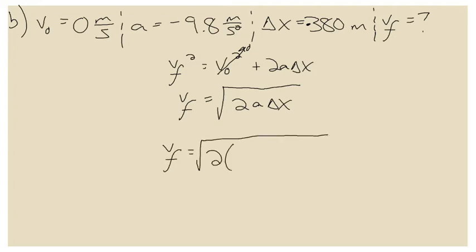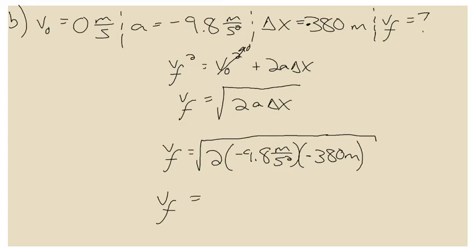And plugging that in, we get the square root of 2 times negative 9.8 meters per second squared times negative 380 meters. And this is what I meant before by hopefully you would be able to catch your mistake if you were paying attention. If you only had one negative number under the radical, you'd have a problem because your answer would come out as an imaginary number, and it should be obvious to everybody why that's a problem. And so the negative times the negative under the radical gives you a positive, so we have no issue.